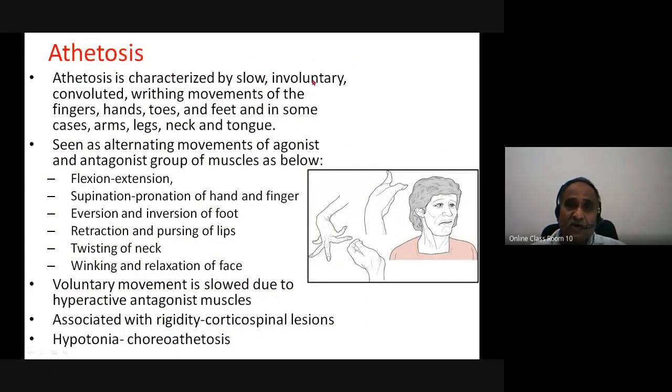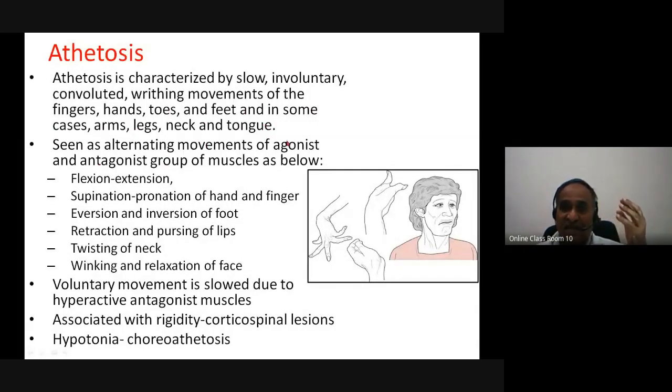Athetosis is characterized by slow, involuntary, convoluted writhing movements, slow writhing movements like this. If you can see, slowly he will be moving a group of muscles, slow writhing. A tremor involves only a class of muscles. Some of them will be having slow writhing movements. They are involuntary, and they are all the time moving and moving like this. It involves fingers, hands, toes, feet, and in some cases the arms, legs, neck, tongue, like that. He is always trying to move.